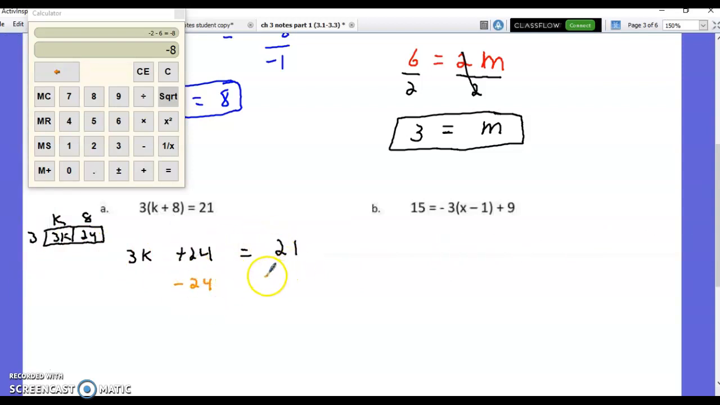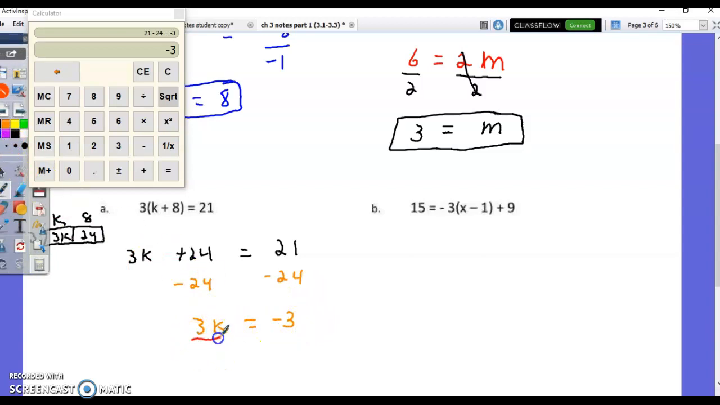Because 24 minus 24 equals 0. I have to keep it balanced, so I have to do it over here. So 21 minus 24. Keep those calculators handy. Negative 3 equals, that's gone, 3k. Now I have 3 times k equals negative 3. I want to make this a 1, so I'm going to divide it by 3. This equals k. Negative 3 divided by 3 equals negative 1.